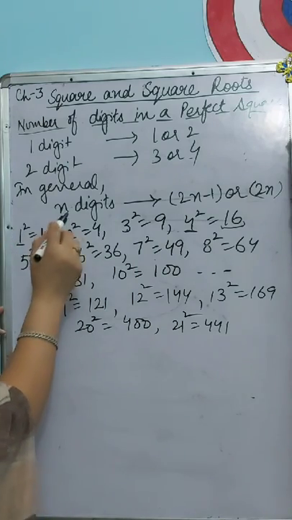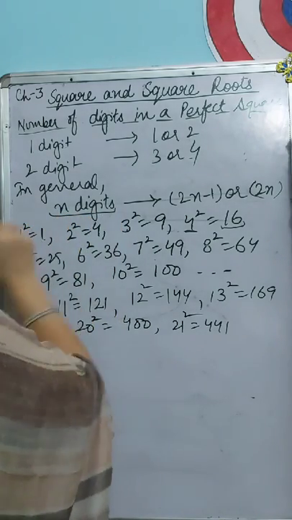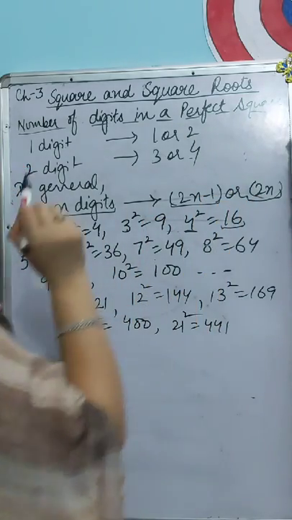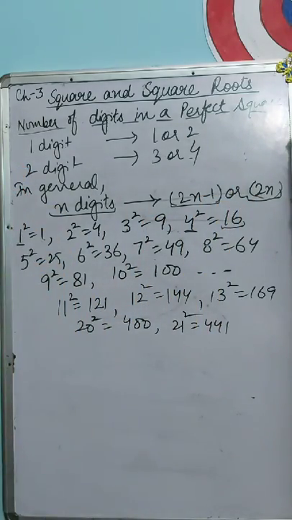So in general, what we can write is that an n digit number when squared gives us 2n minus 1 or 2n digits in its square. If any question comes to you asking how many digits will be there in this number's square, then you should know this formula. You should go through this formula.